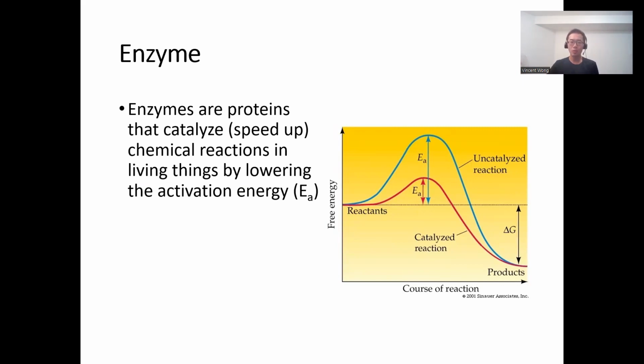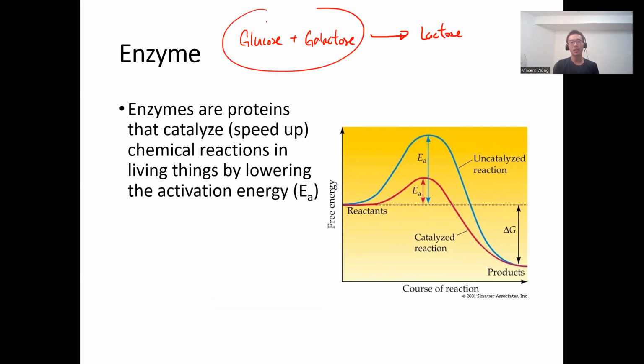Okay, don't worry too much about the graph. Let me try to simplify for you. You have some reactants, some ingredients, and you want to turn them into something else. An example would be like this. Let's say we have glucose plus galactose, and then that will form lactose, right? Okay, this is a reaction. So this would be the ingredient, that's the reactant, and then the product would be the lactose. For this reaction to happen, you need to supply a little bit of energy. The energy that you need to supply is called activation energy.